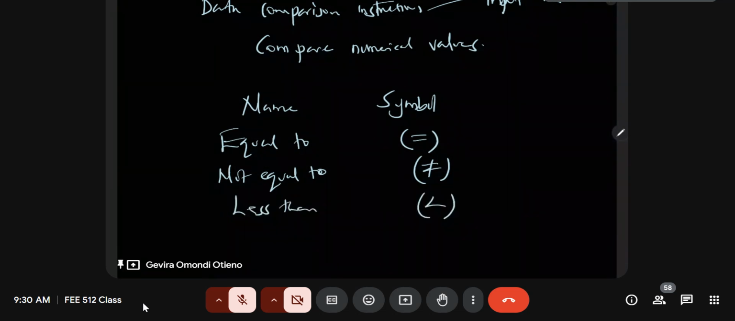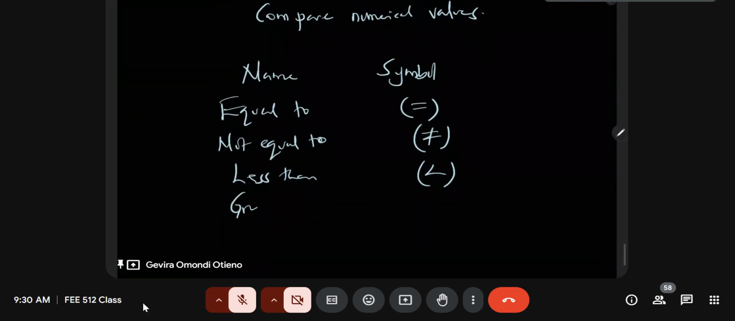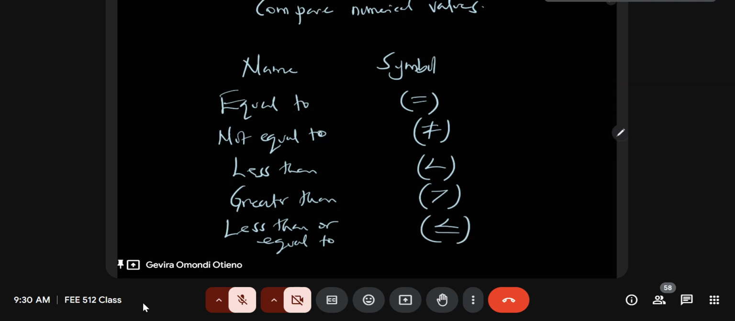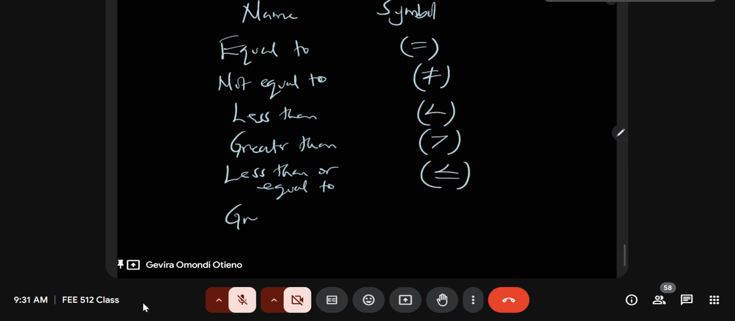we know that as well. Greater than, that one is known as well. Less than or equal to, we know. We also have greater than or equal to. This we know as well. So these are instructions that are not new to you.